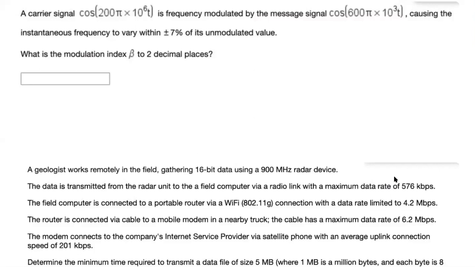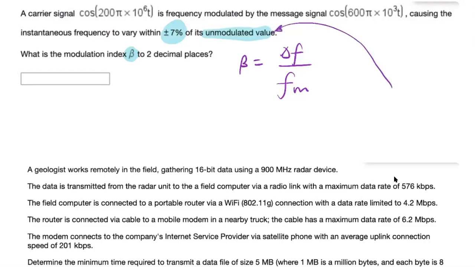Here we have an FM signal. So the question is to find beta. So beta is a ratio, isn't it? It's your frequency deviation divided by your baseband frequency. And we're told that the instantaneous frequency varies to within 7% of its unmodulated value. So the unmodulated value, that just means the carrier frequency. Unmodulated means without any modulation. So that's by definition your carrier frequency.